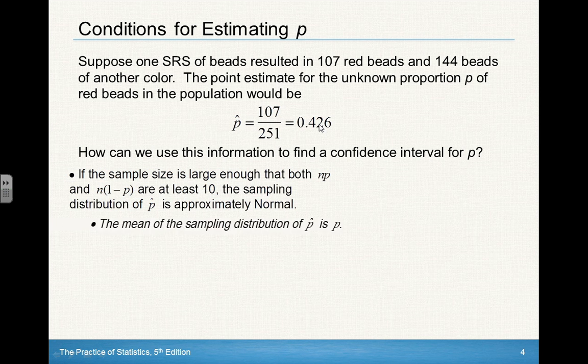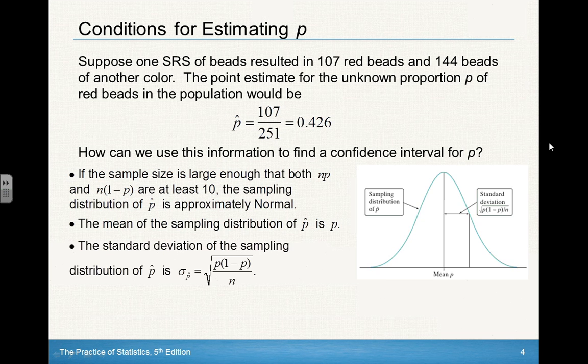I know that the middle of my sampling distribution of p-hat is the truth because it's an unbiased estimator, because it's an SRS. That doesn't mean that my p-hat is the same as p. It means if I graph lots and lots of p-hats taken in the same method, the center of that graph is the true p. And the standard deviation is going to be the square root of p times 1 minus p over n. So there's what the graph looks like.